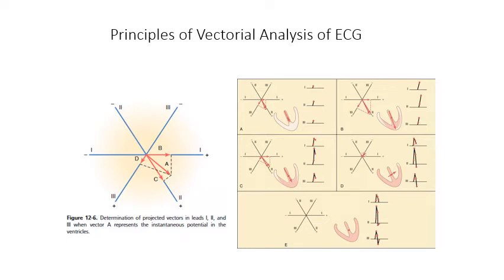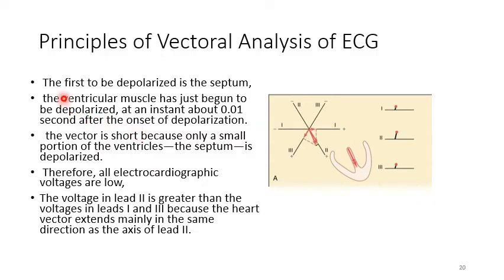So let's apply this principle on drawing an ECG, in the first 3 leads, the bipolar limb leads, during the depolarization phases of the ventricles. Now let's apply the vectoral principles on drawing an ECG during the different depolarization phases in the heart. And we will start with the beginning of depolarization, and the depolarization starts in the septum here.